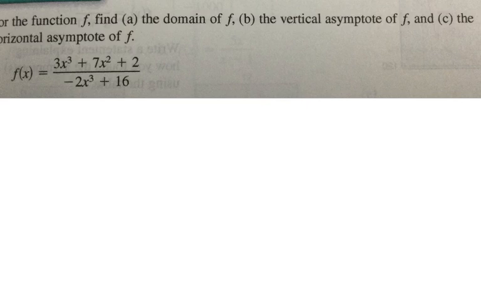So I've got (3x cubed plus 7x squared plus 2) over (negative 2x cubed plus 16). This time it asked me to find the domain, vertical asymptotes, and horizontal asymptotes. Well, I still would like to put this in factored form.